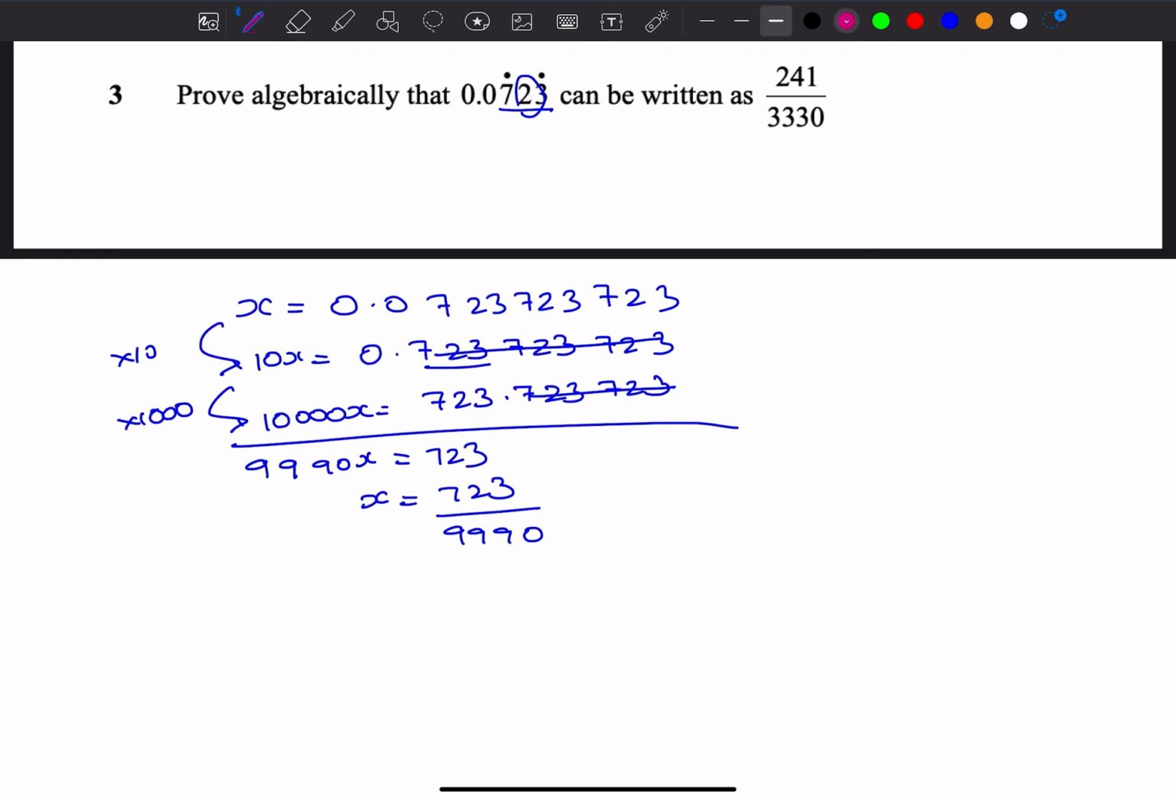Now you've got to simplify it. Can we divide top and bottom by 3? Yeah, why not? If you divide by 3 on the top, that's 241, and on the bottom, 3330. That's it, it's short. Okay, we have shown it like that. Okay, so good.